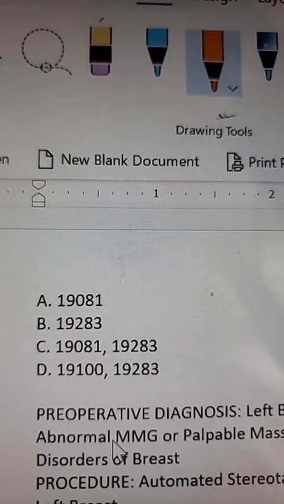Somebody likes A and B. Mean likes A and C. Jill likes A and C.